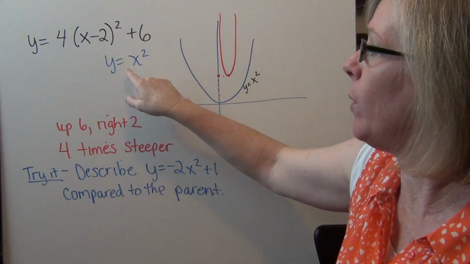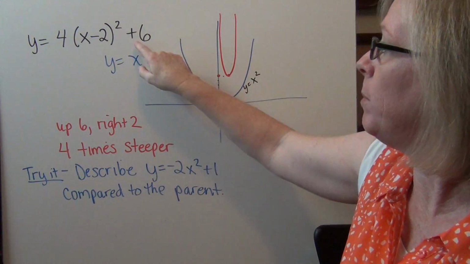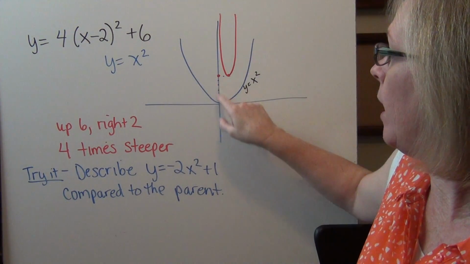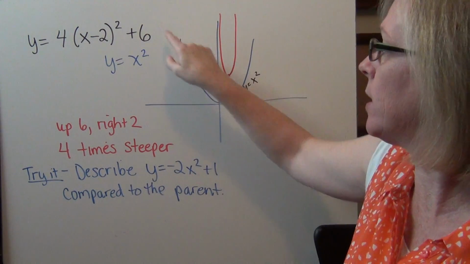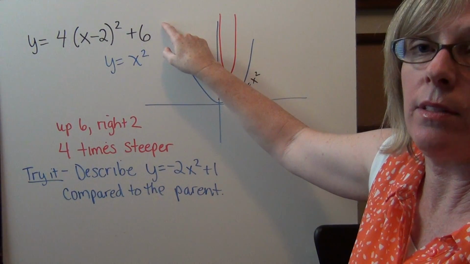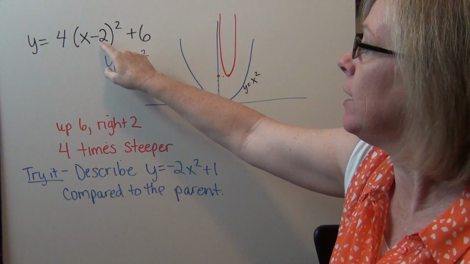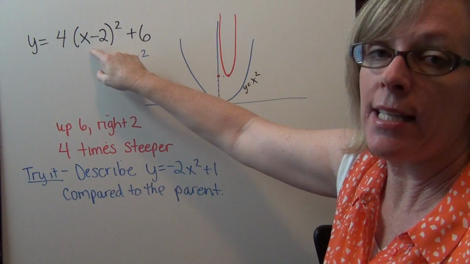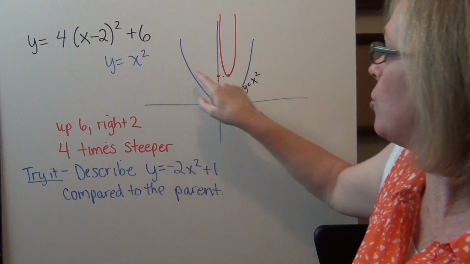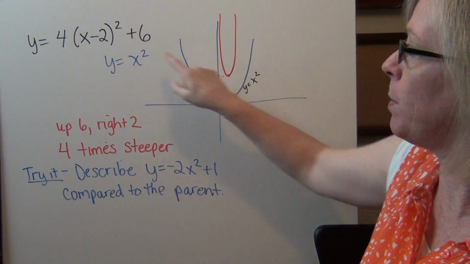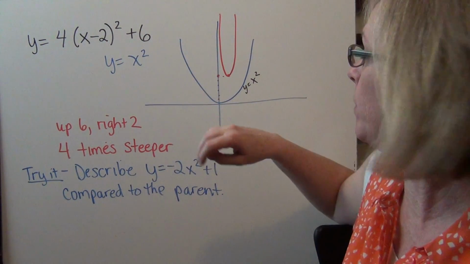But that's not what my equation looks like. There are more things going on. First of all, plus 6 means it's going up 6 points. So instead of being at 0, 0, I know it's going to start up 6 spaces. This x minus 2 inside here means whenever inside the parentheses it takes the opposite direction. So it's going to go 2 to the right. So now my vertex will be found at 2, 6. And we'll get into this in more detail a little bit later.